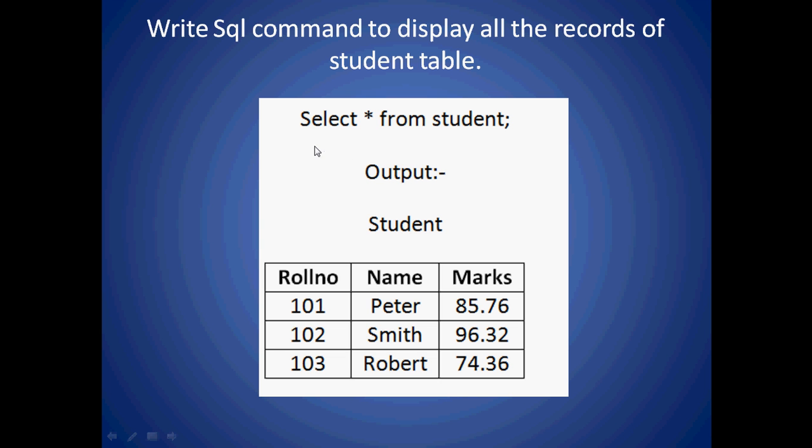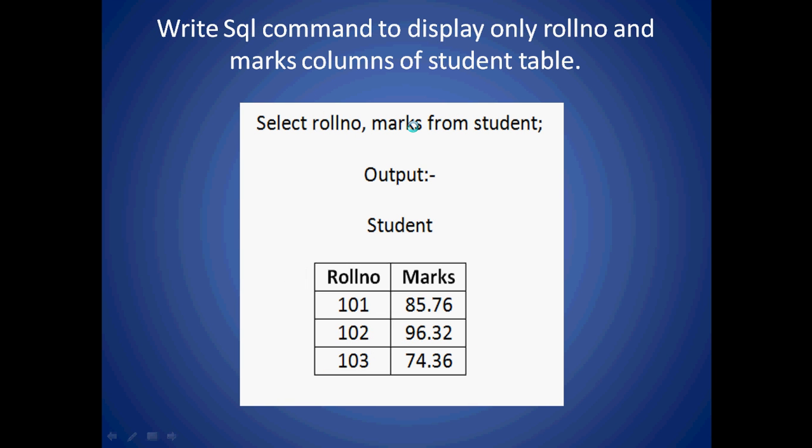So when you want to display the records, you must use the SELECT command. Star means the complete table including all columns with all rows. And from which table? Here we must use the table name. I am giving one example, but in the exam we should write this command: SELECT star FROM student. This is our answer.